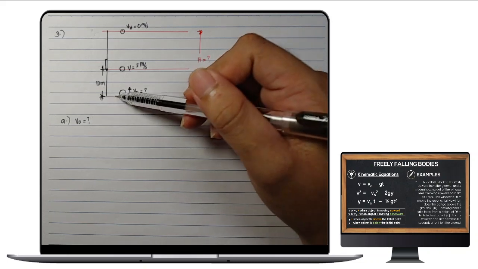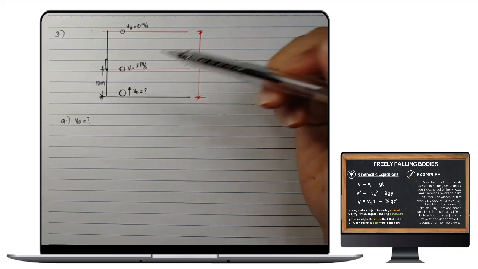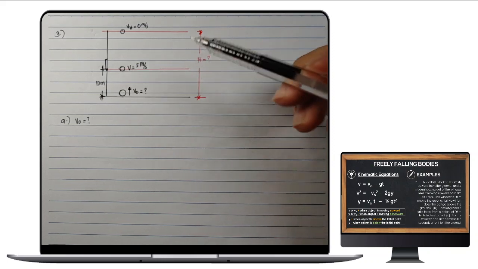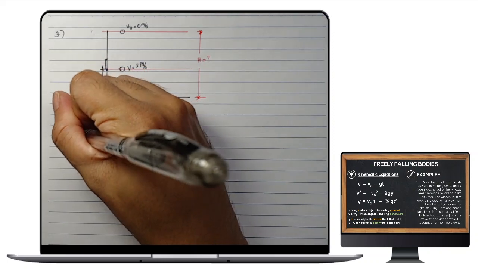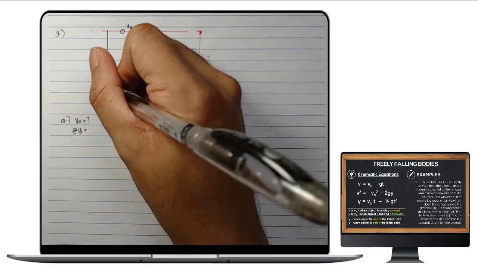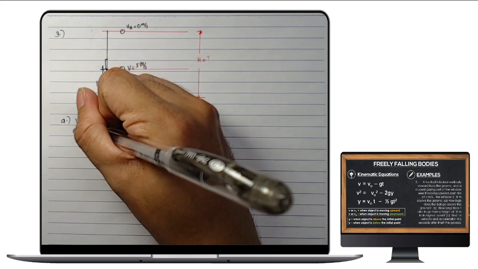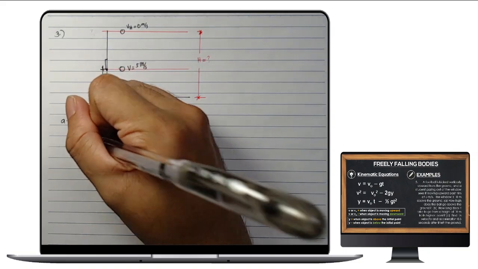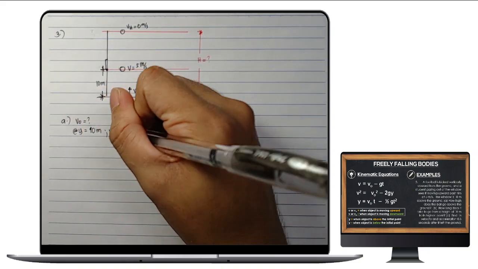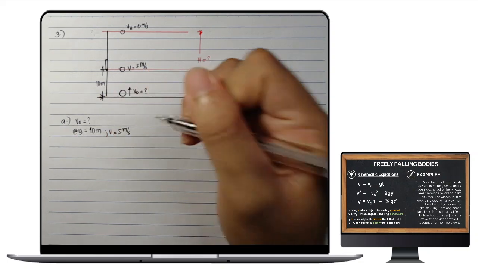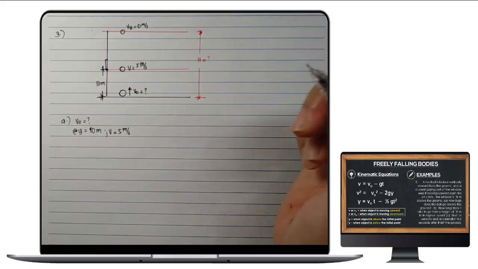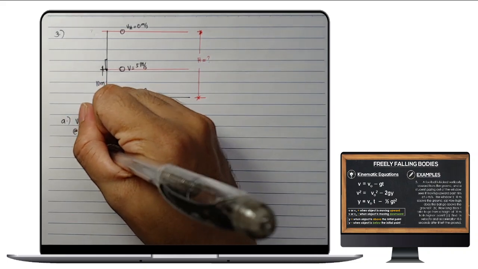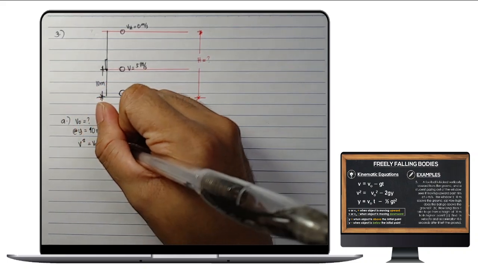So, considering yung point na ito, yung hanggang 10 meters. So, let's say at y natin, since above the ground, yun yung reference natin. So, at y natin is positive 10 meters. Yung velocity natin dyan is 5 meter per second. Okay, and using the second equation, so that is v square is equal to vo square minus 2gy.